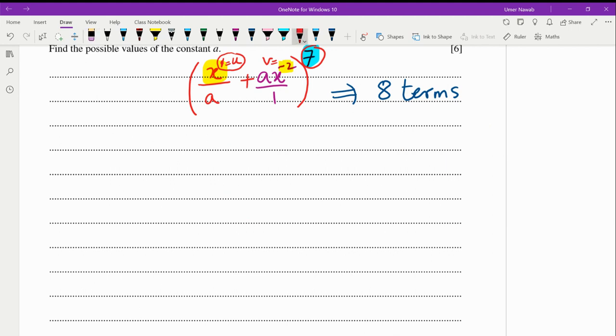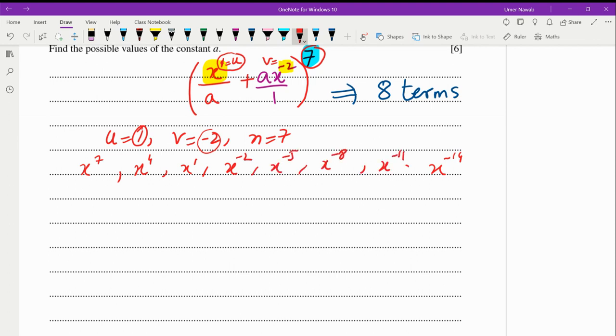So let's start. My u is 1, my v is negative 2, my n is 7. I already know my first power: 1 times 7 is 7, and my last power: minus 2 times 7 is minus 14. The powers grow by minus 2 minus 1, which is minus 3. So my powers come in a sequence: 4, 1, minus 2, minus 5, minus 8, minus 11, and minus 14.